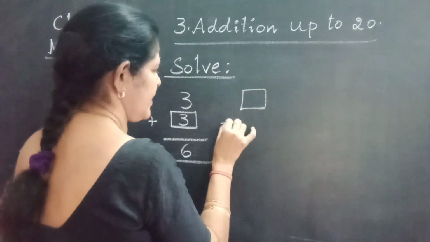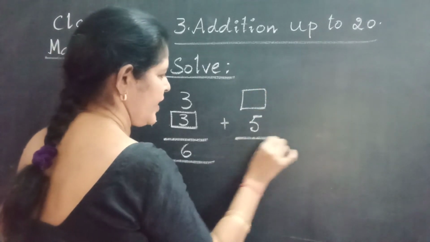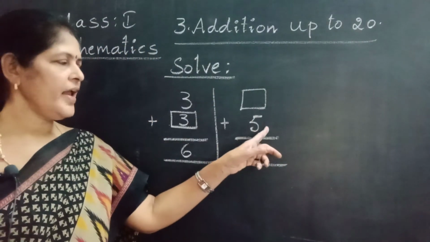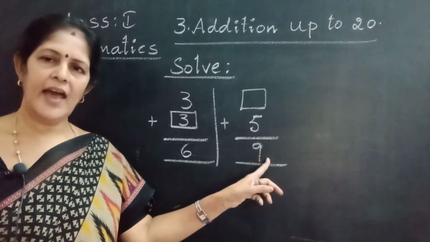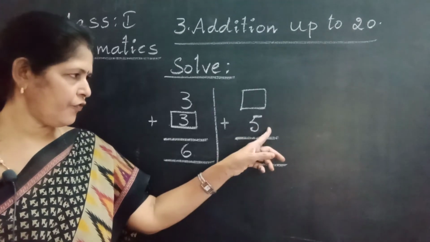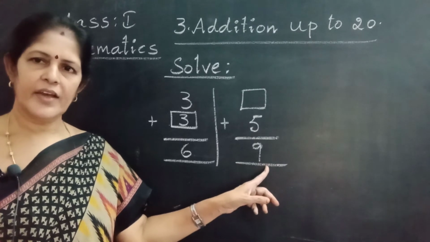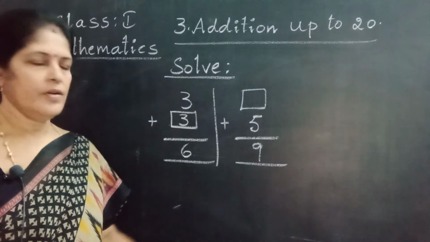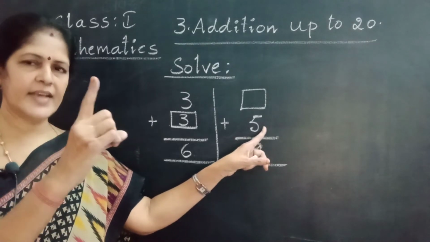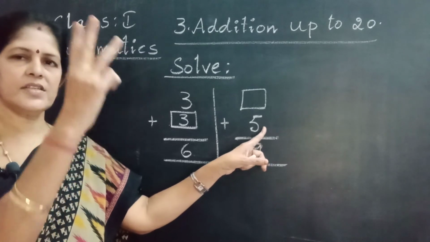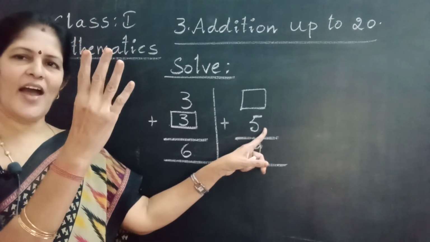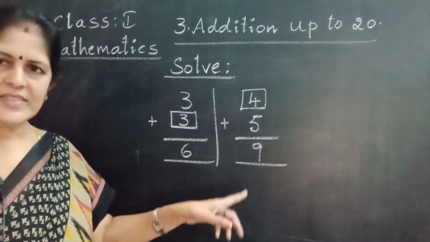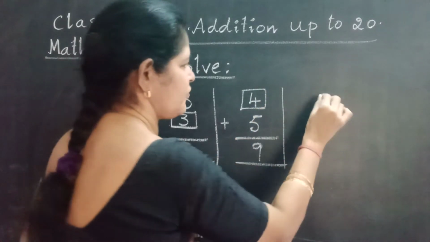We don't know the first number. Second number is 5. Total is 9. Find the first number. What should be added to 5 to get 9? Okay? Come on. Start counting. 5 after: 6, 7, 8, 9. What should be added to 5? 4. 4 plus 5, 9. Next one.